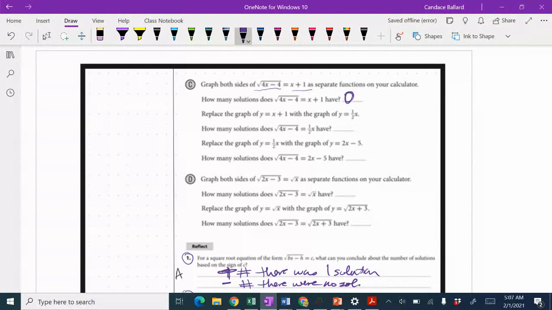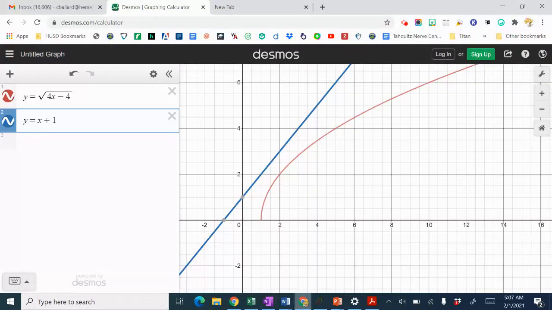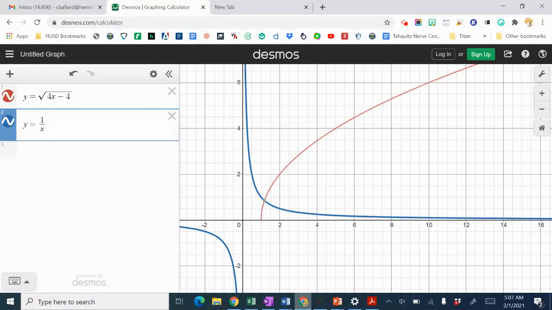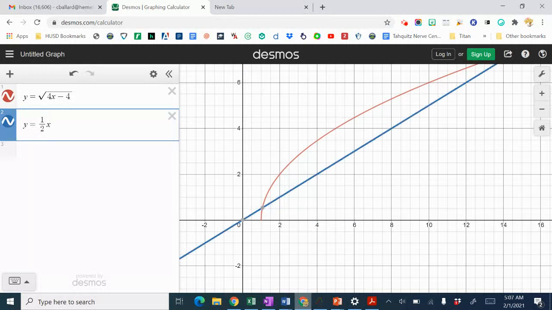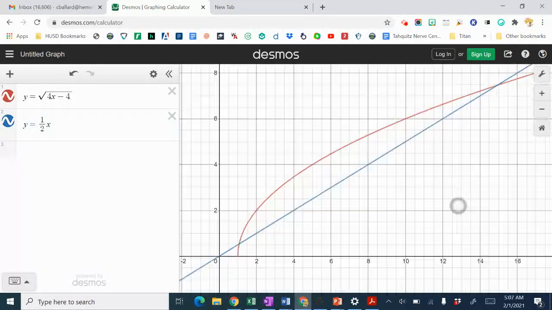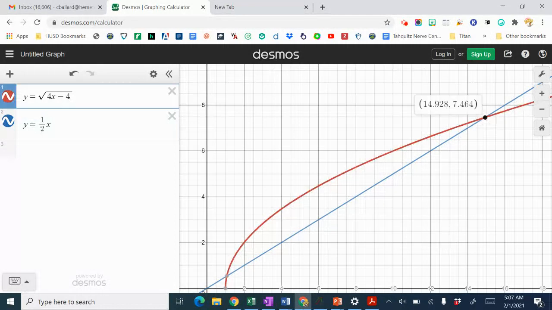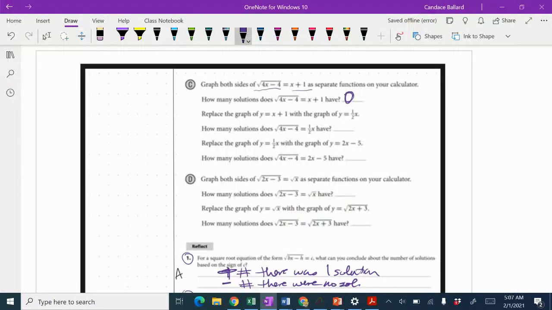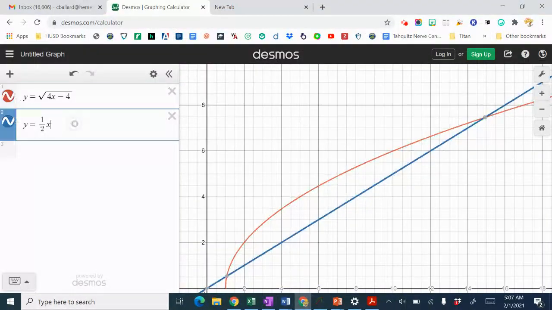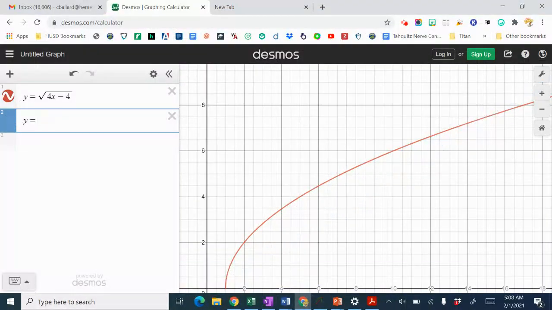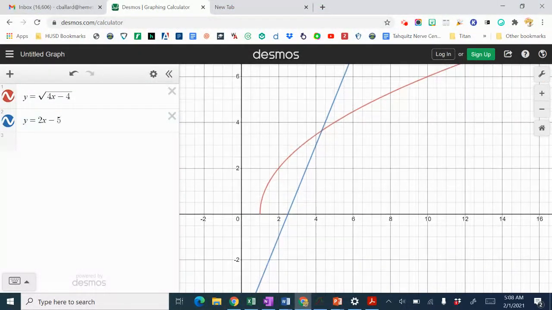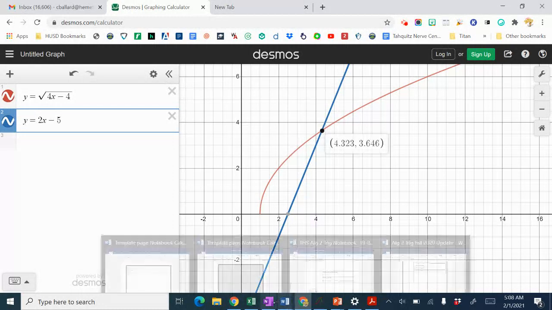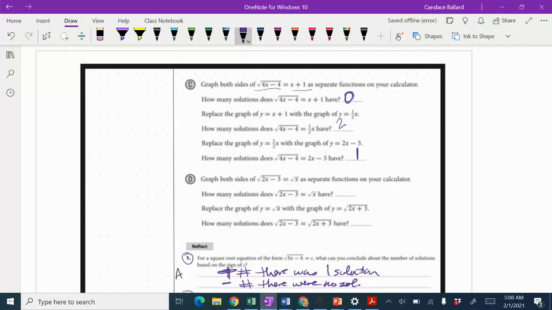Okay. Now I'm going to do the 1/2 x instead of this, so 1/2 x. And you'll notice that it has one solution there, and look up here, it has a second solution. So there are two solutions this time. And then on the last one here, we're supposed to put in 2x minus 5. And on this one, there is one solution.